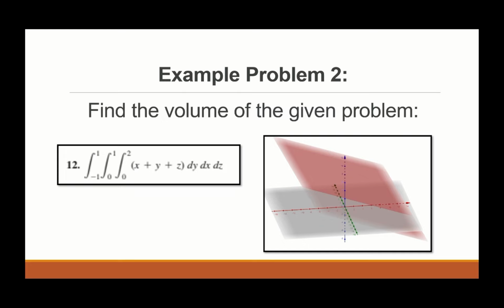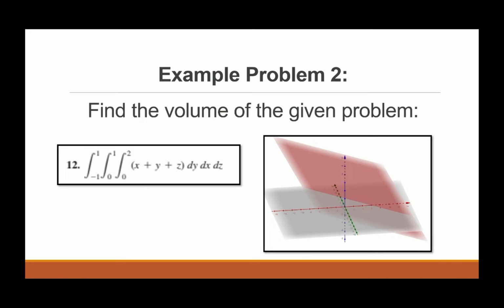As you can see from the picture, x plus y plus z is just a plane, but once you plug in all the bounds for, let's say, y equals 0 to 2, you're going to be left with a cube area. So you're going to find the volume of that given cube with respect to the plane.